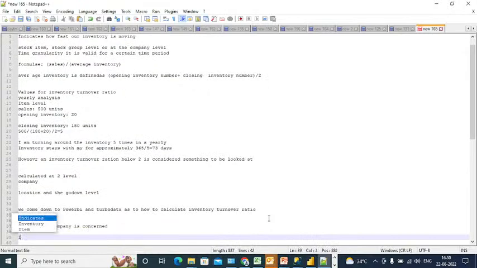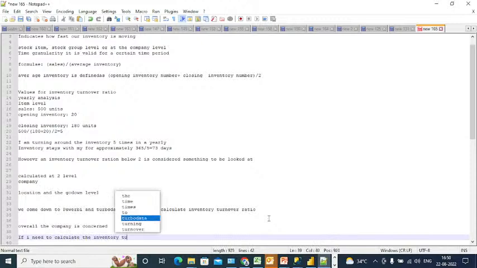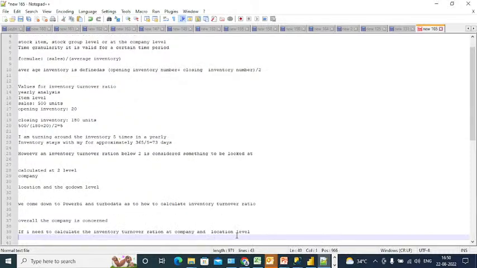Now if I need to calculate the inventory turnover ratio at company, location and batch level, so I can also do it at the company and the location level, right? Then I need to go one level below, to the stock item batch inventory details level. So I will also show you how to do this here.